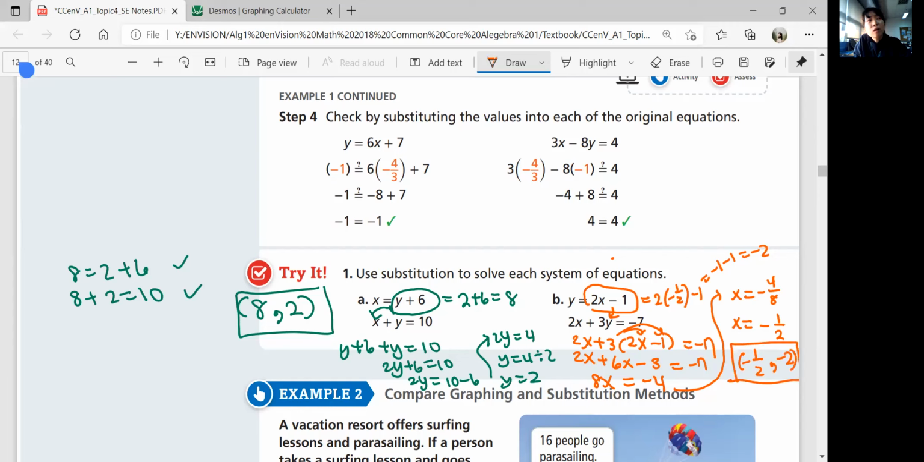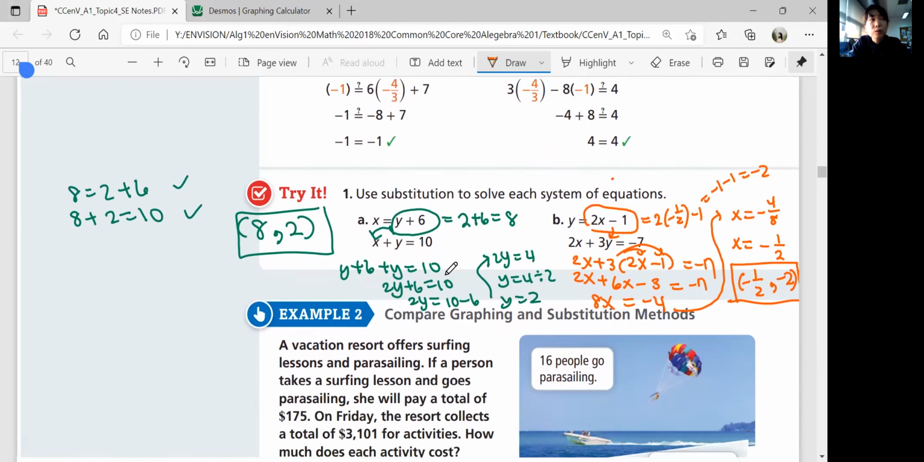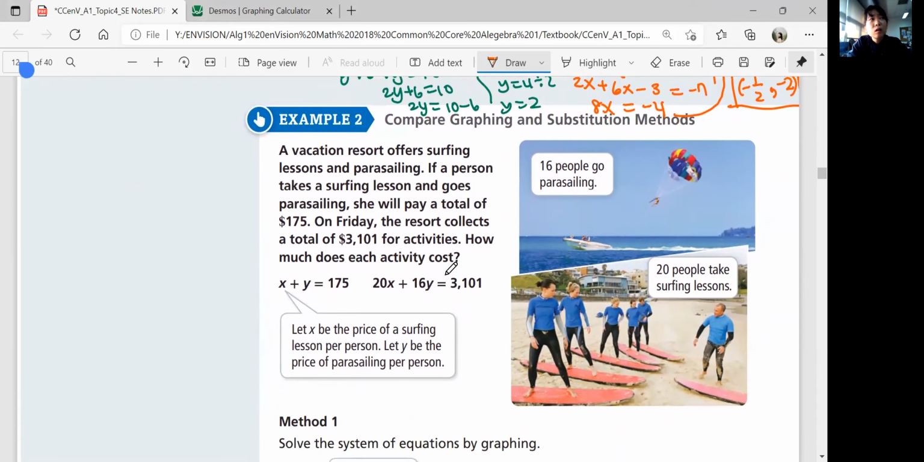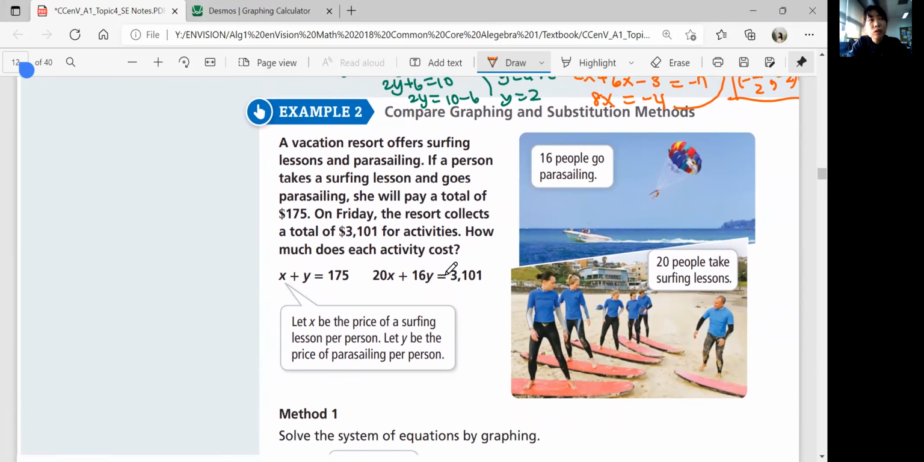Ta-da! And you can also plug these points back into your two equations to check your solution. Okay, but your answers are these points. Let's move on to example 2. Compare graphing and substitution methods. Okay, we have two methods so far, graphing and substitution. We're going to compare them in this problem.